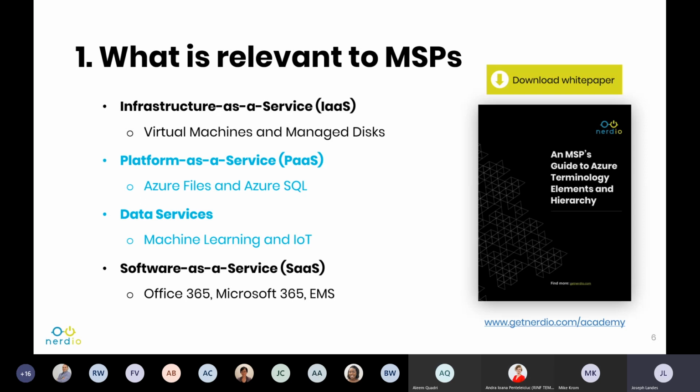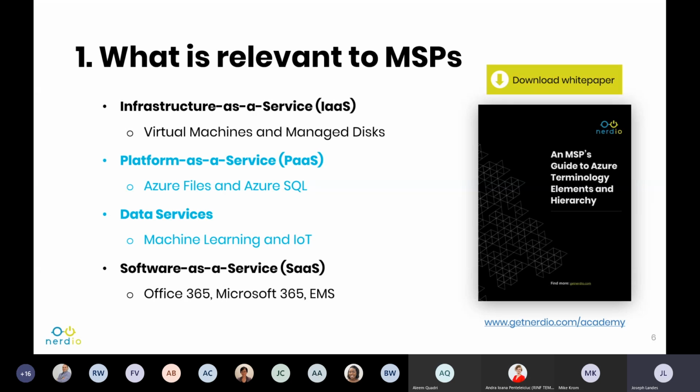For most MSPs, they've already taken the first step towards the cloud with SaaS, with Microsoft 365. Probably 85, 90% of MSPs have already deployed their customers into Microsoft 365. The next thing you need to understand is infrastructure as a service, understanding how to move your customers' infrastructure to the cloud using things like virtual machines and managed disk. You do not need to understand platform as a service at this stage in order to build a successful cloud practice in Azure.